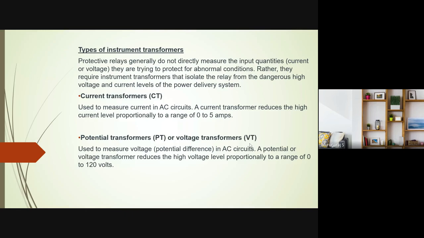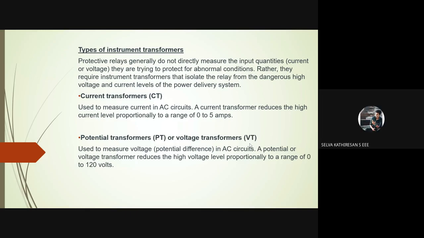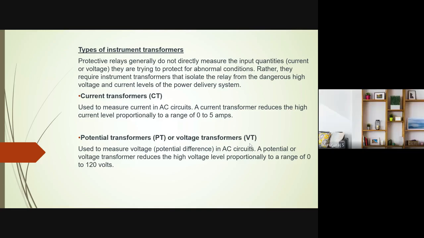Why? Can someone explain to me why a motor draws starting current? Sir, because it is rotating, sir. Because it is rotating? Can someone relate the electrical characteristics of the motor and confirm why motors take starting current?